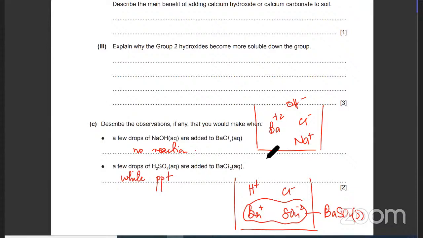And probably no misty fumes, because you need to have concentrated acid. But I'm not sure. We would have to check the mark scheme, because the H+ and Cl- ions can also combine together and form HCl gas. But that usually happens when the acid is very, very concentrated. So I'll check if that is an observation as well.